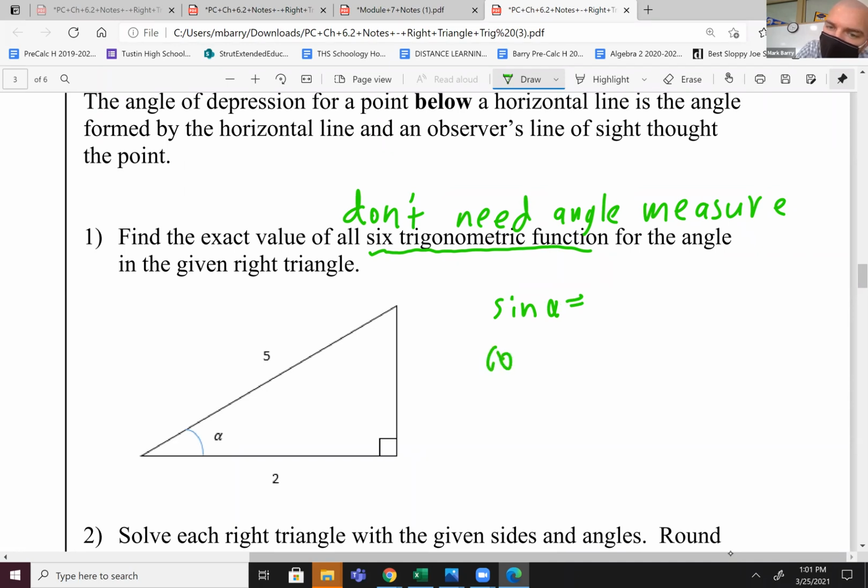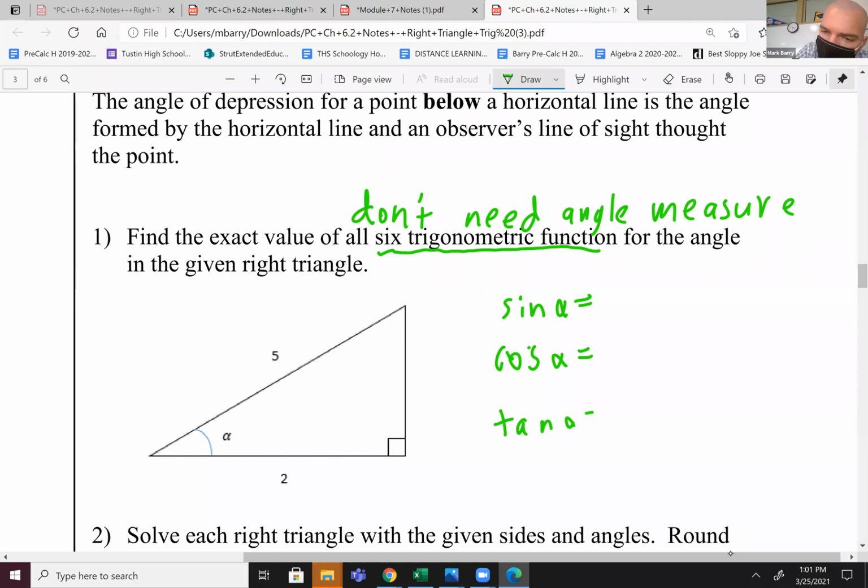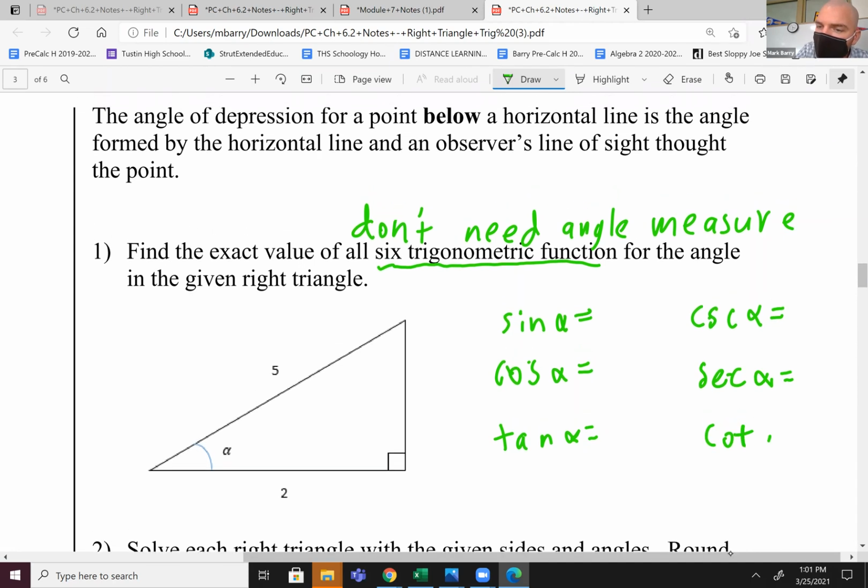What is cosine of alpha? What is tan of alpha? What is cosecant of alpha? What is secant of alpha? And what is cotan of alpha? That is the 6 trigonometric functions, right?